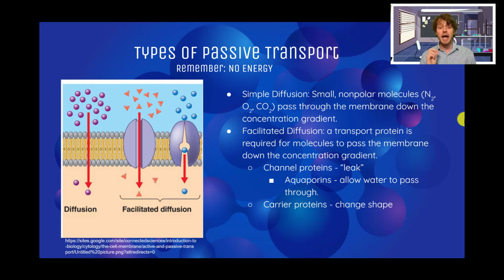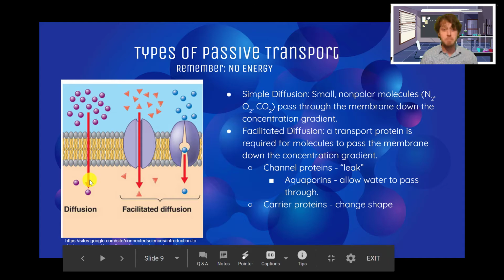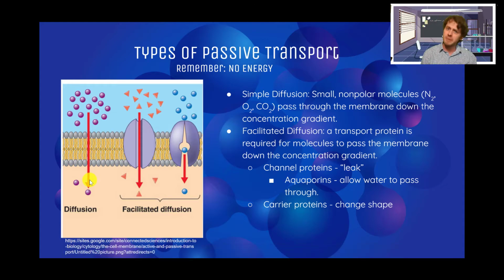All right, so I'm going to talk about different types of passive transport. Just a reminder, no energy needed, no ATP needed. So there is simple diffusion, which is what we've talked about already. We've talked about these molecules going from areas of high concentration to low concentration by simply moving down that concentration gradient through the cell membrane, through that phospholipid bilayer.